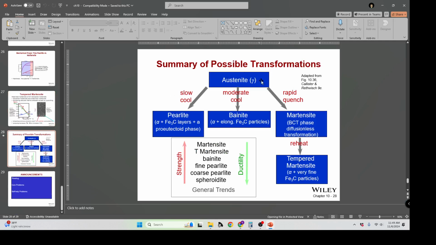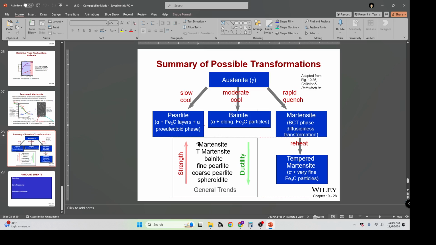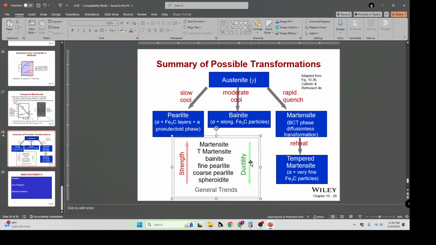So from austenite, where a lot of steel spends a lot of time in processing, slow cooling gives you pearlite, moderate cooling gives you bainite, rapid quenching gives you martensite, and then some tempering will give you back some of the pearlite and bainite, as well as tempered martensite. So the strongest is martensite, also the hardest, and least ductile. Spheroidite is at the other end, so it's the softest, least strong, and most ductile.